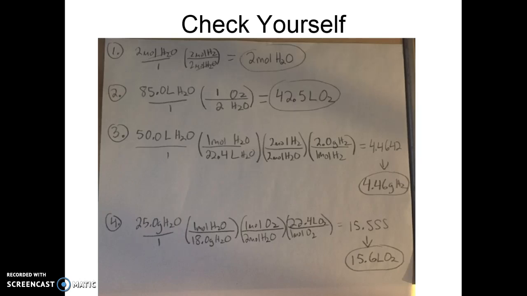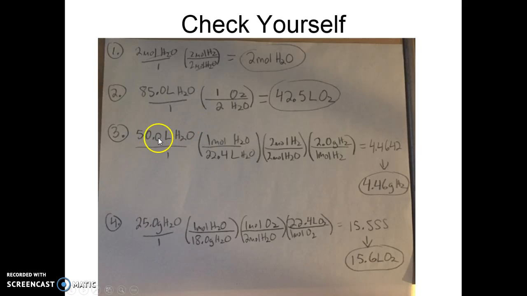Here are the answers to the 4 questions on the previous slide. Please check your work against mine. Notice in the first question that you were going from moles to moles. So all you needed to do was use the mole-to-mole ratio. In the second question, you were going from liters to liters. And so, because the ratio of liters is the same as the ratio of the moles, you only needed to use the mole ratio in order to get the number of liters of oxygen.